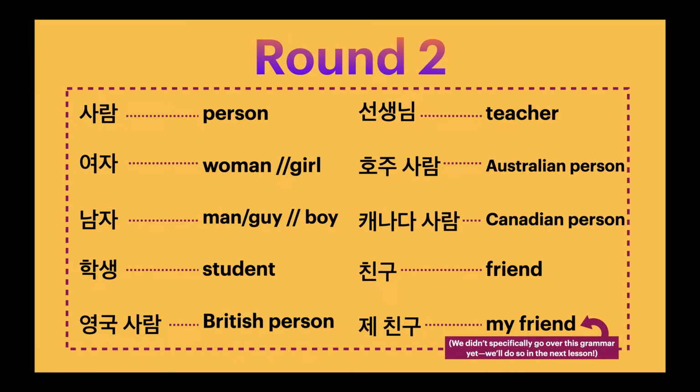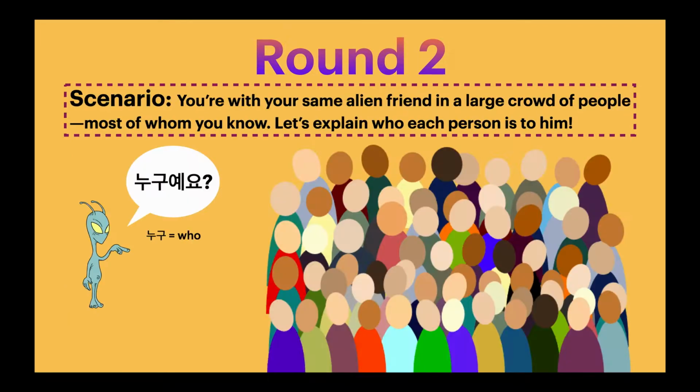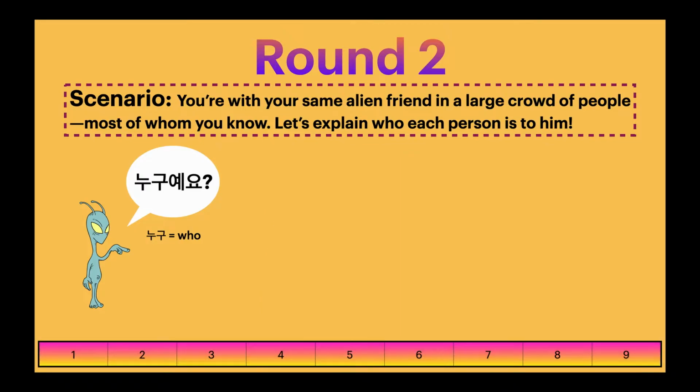Round 2. Once again, here are the words that you will need, so feel free to pause the video here. Our scenario this time is that now we are with our alien friend and a very large crowd of people, most of whom you know. Now let's go ahead and explain who each person is to him because he keeps asking, 누구예요? 누구 being the word for who. Once again, there will be 9 questions. Let's go ahead and start.